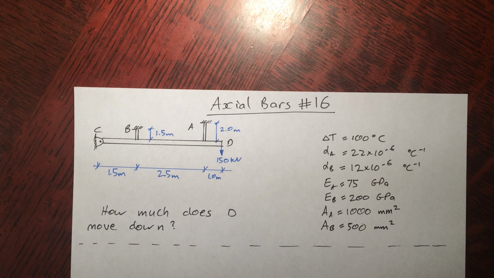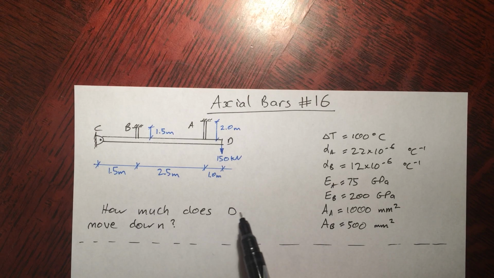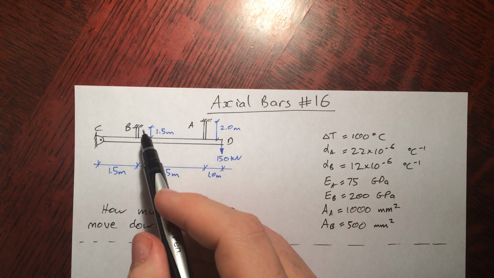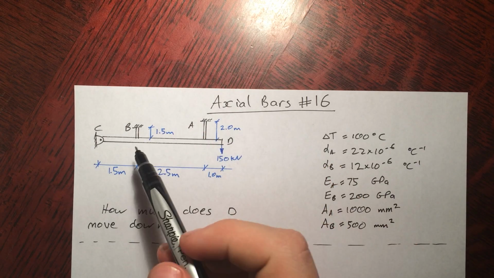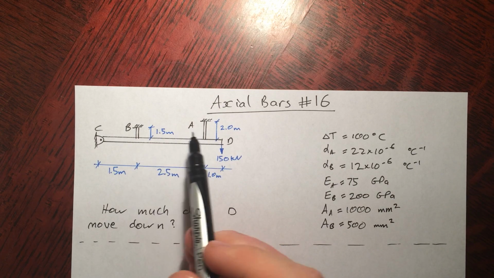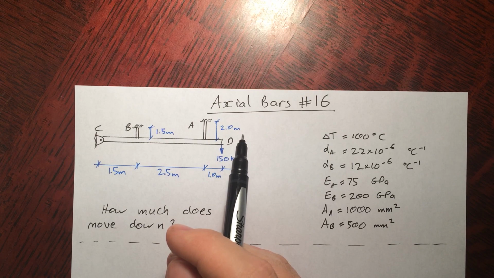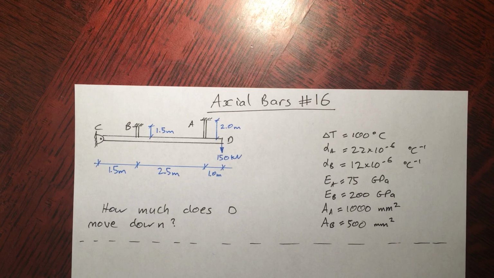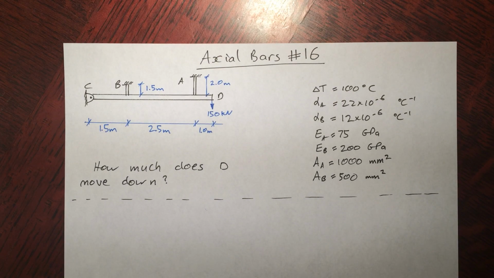So in order to find out how much delta D moves down, we're going to relate that to delta A and delta B. We can find delta A and delta B because we can find the normal forces in B and A, and then using the normal forces, we can find the displacement using delta equals NL over AE. So that first step is going to be to find the normal forces.